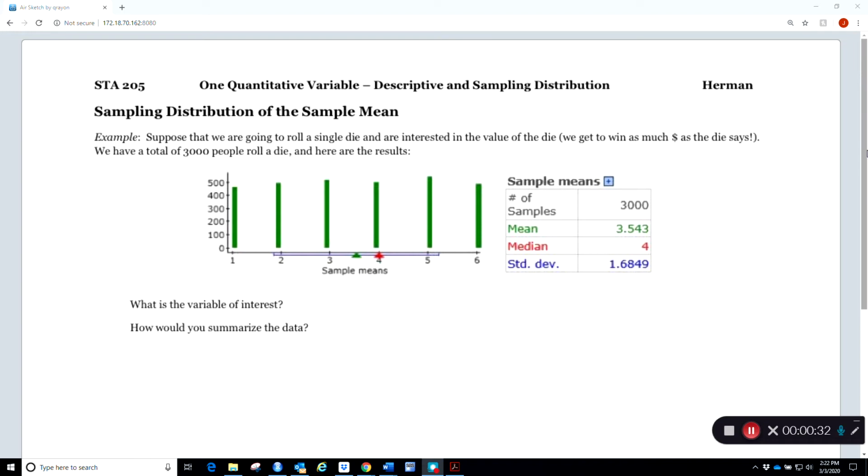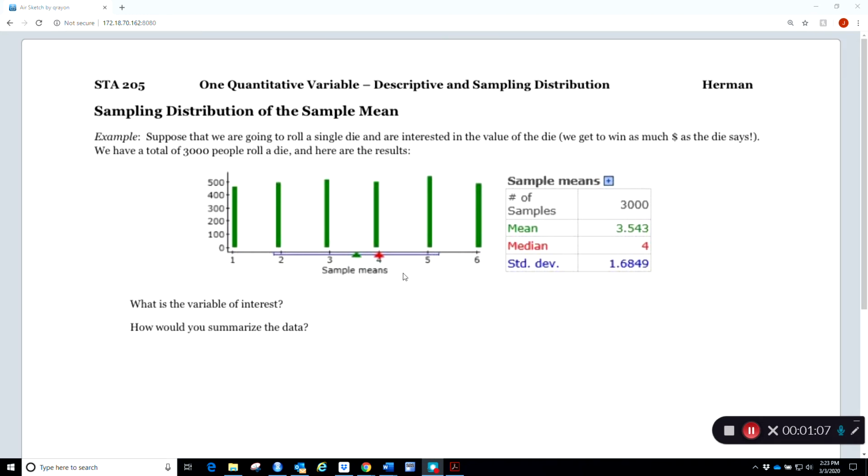So in this example, we have people that are going to roll one single die, and we're interested in the value of that die, because whatever value they roll, that's how much money they will win. So if they roll a 5, they will get $5. We have a total of 3,000 people roll a die and got the results. So we can see about how many people rolled a 1, rolled a 2, rolled a 3, rolled a 4, rolled a 5, and rolled a 6. In addition, we got some values over here of a mean, a median, and a standard deviation.